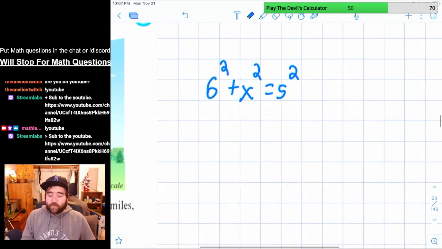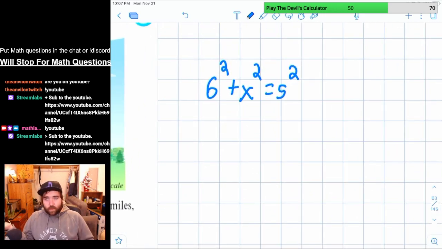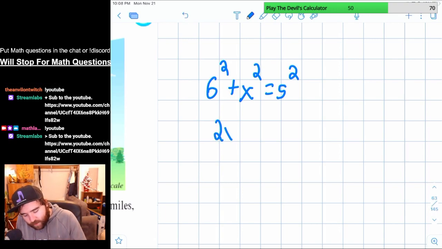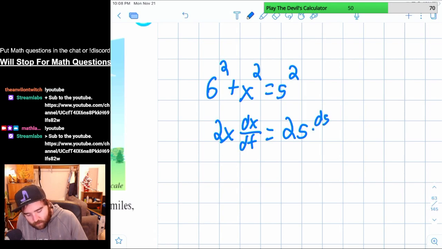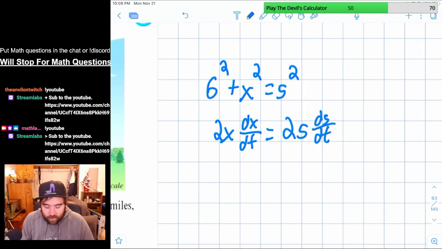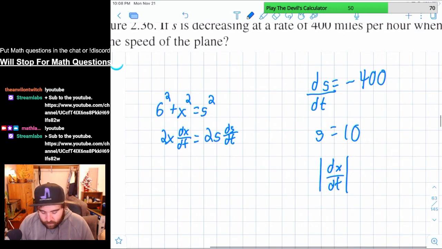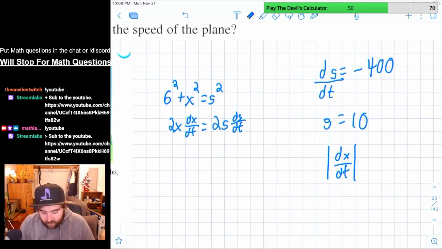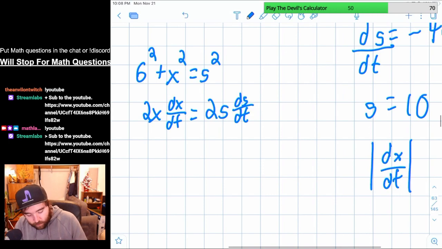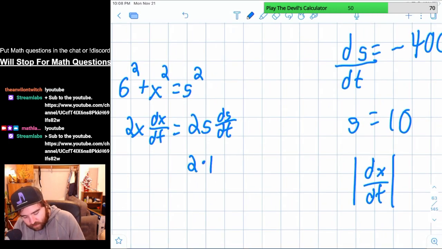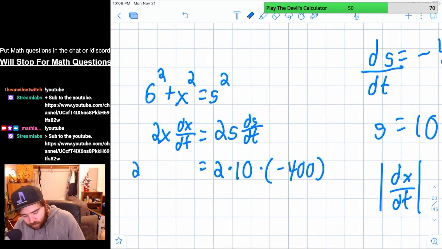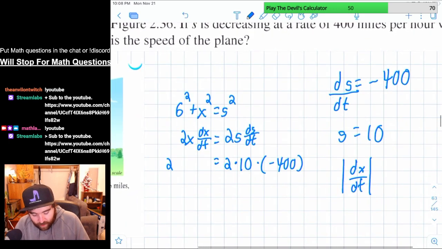Right, so now we're going to take the derivative. So 6 squared, don't try to use power rule there because it's just a 6, it's a constant, so that just goes away. So it's 2x, change in x over change in time, dx/dt, equals 2s ds/dt. And then now we can just plug in what we want to know, right? So ds/dt is negative 400, and s is 10. So 2 times 10 times negative 400 equals 2 times x.